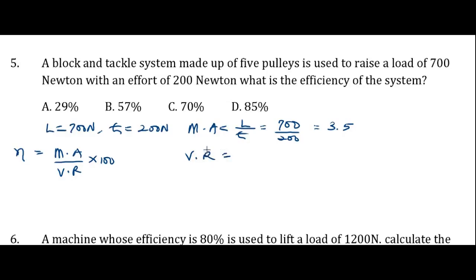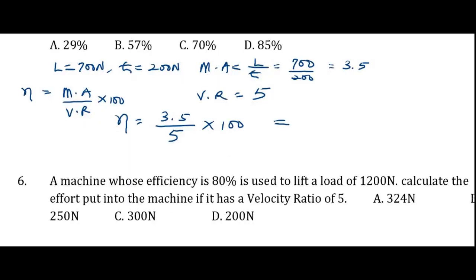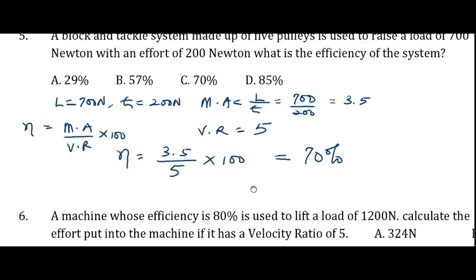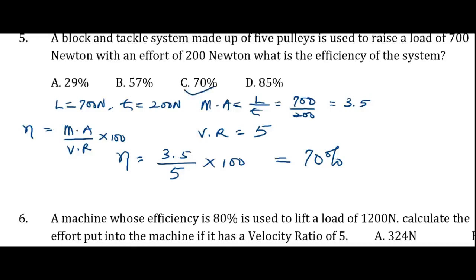All right. Then what will be our velocity ratio? Don't forget, velocity ratio is the number of supporting ropes. So if we have 5 pulleys here, it's most likely that we have 5 ropes, and therefore velocity ratio is 5 for this question. So we simply say efficiency is mechanical advantage, which is 3.5, over velocity ratio, which is 5. So we have efficiency equals 3.5 over 5 times 100, and that is 70%. So looking at these options, option C is the correct answer. We move to question 6.